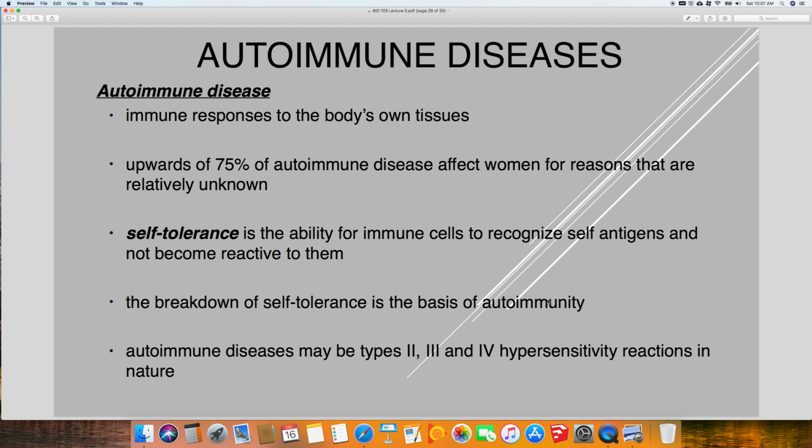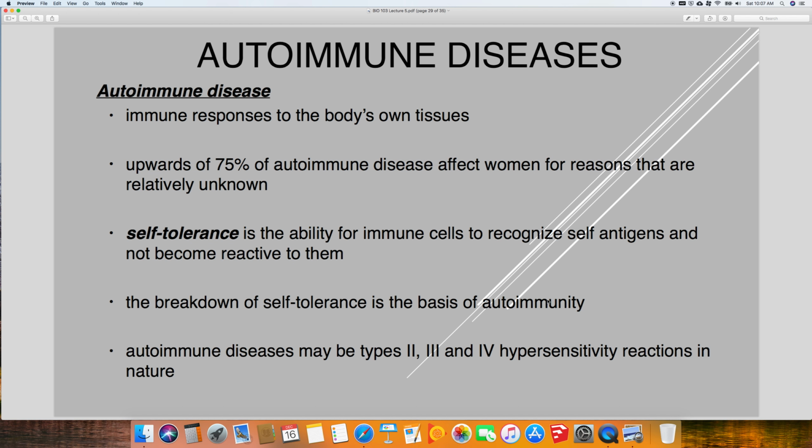All right, then we talked about autoimmunity really quickly. An autoimmune disease, or autoimmunity, is just when our body recognizes our own tissues as foreign, and that's bad. The ability for our immune cells to recognize our own antigens and not react to them, that's self-tolerance. Self-tolerance is a normal state. We want our immune cells to recognize our own tissues and leave them alone. Now, when that self-tolerance breaks down, that's autoimmunity. That's the basis of autoimmunity.